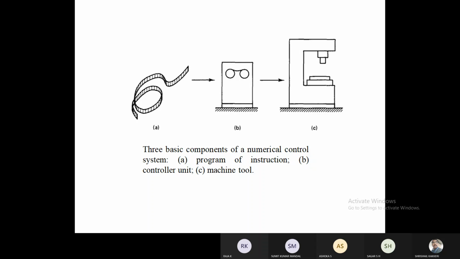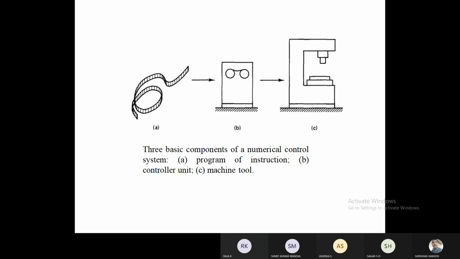And what is the program of instruction? The program of instruction will be written in many forms. A 25 mm magnetic tape will be used, or it may be in the form of magnetic punch tape, or it may be in the form of the throwable cotton waste tape. Whatever the tape it may be, it will have a series of instructions. Those instructions are meant for a particular machining activity.